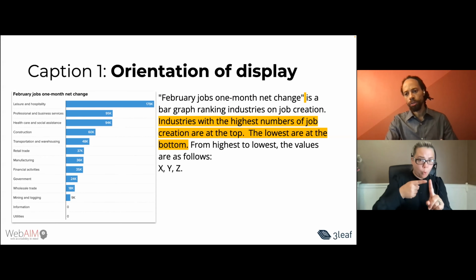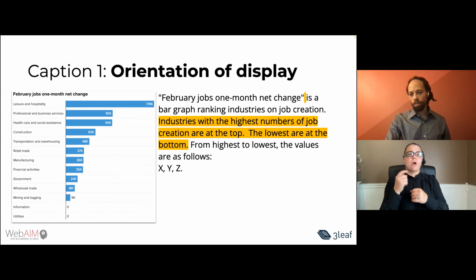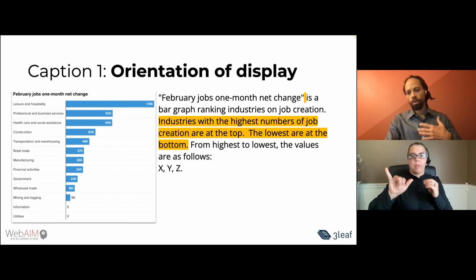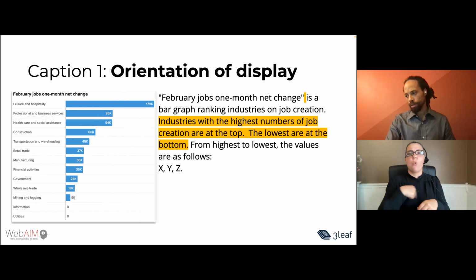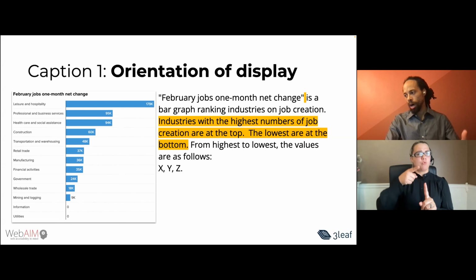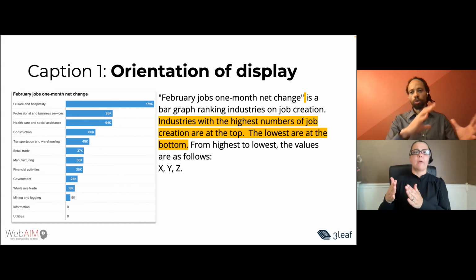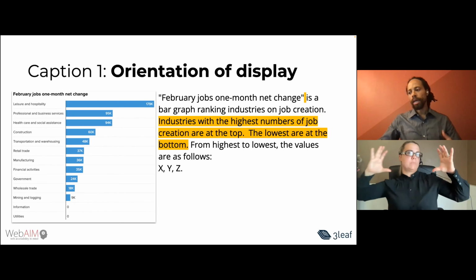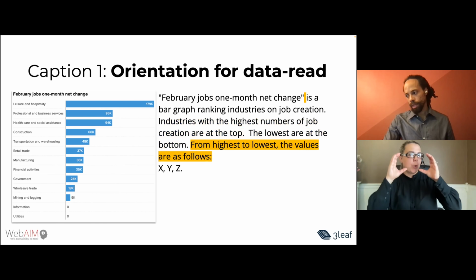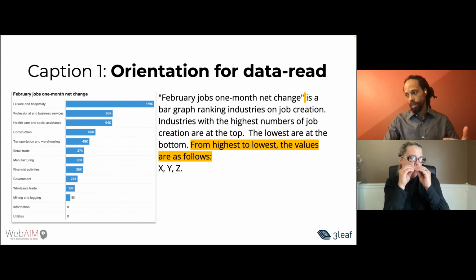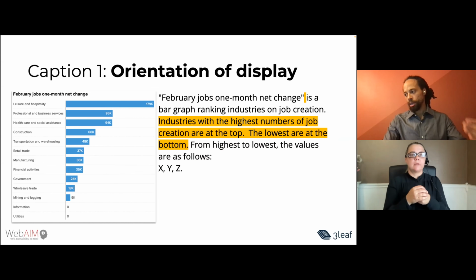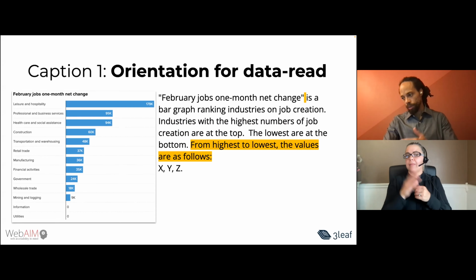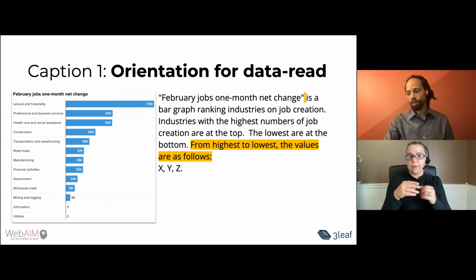Now I'm going to orient the user around the display, because we're going to be reading information. We want to be sure that the user is properly prepped to interpret this stuff effectively. Industries with the highest numbers of job creation are at the top, the lowest are at the bottom, right? So we give an overall big picture of what's going on in this picture. And then we read the data at the end, and we orient them around that data read. So: orientation of display, then orientation for data read. That's from highest to lowest, the values are as follows, and then you read them, okay?